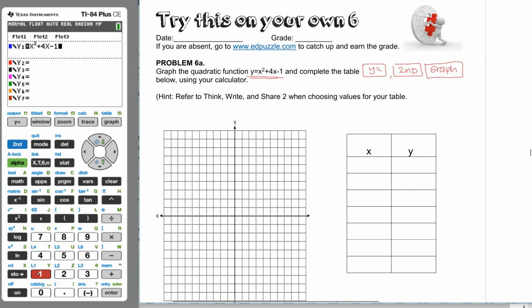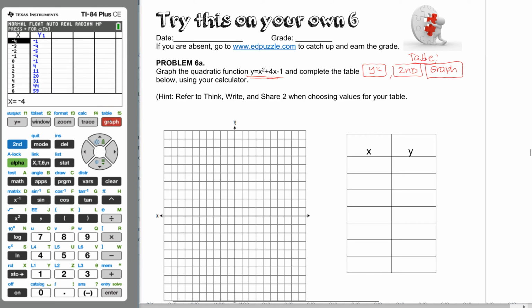Look at the table of values. I want to access the table of values, so the table is colored blue, so I have to press second, graph. Now here you have to be very intentional when choosing the values of your table. On the class discussion 6, we noticed a very good pattern on the y values. So let's use that one.